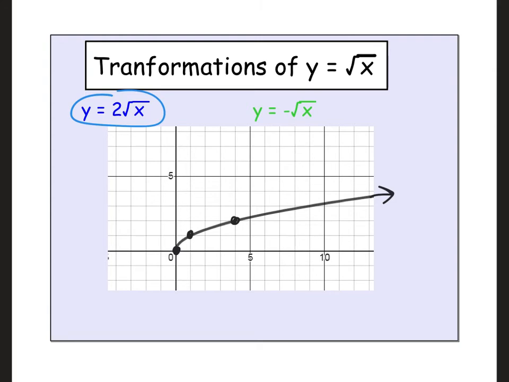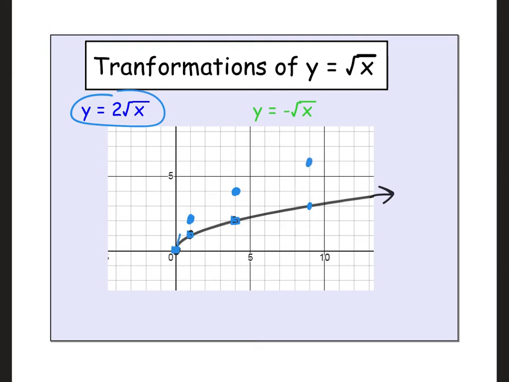So if we think about the first point, its y value right here is 0. Even if I times that by 2, it's still 0. This point, y value was 1. If I double it, it becomes 2. This one's y value was 2. If I double that, it becomes 4. Let's just do one more. This point here had a y value of 3. It's now going to be 6.